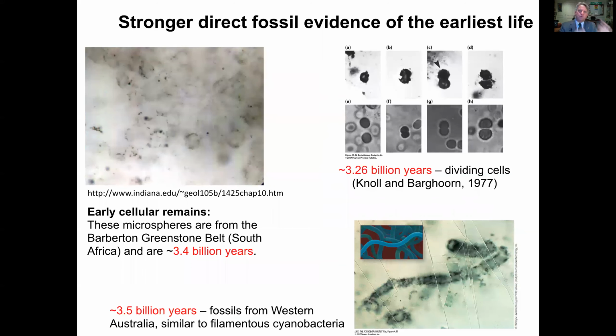However, there's actually stronger direct fossil evidence for the earliest life. So over here on your left, you have early cellular remains from South Africa that date to about 3.5 billion years ago. In the upper right, we have fossils dating to about 3.26 billion years ago of dividing cells. And then 3.5 billion years ago, fossils from Western Australia that are very similar to filamentous cyanobacteria. So these are examples of the oldest evidence in the fossil record for the earliest life. And they all date to a time period in the Precambrian of about 3.5 or 3.3 billion years ago.